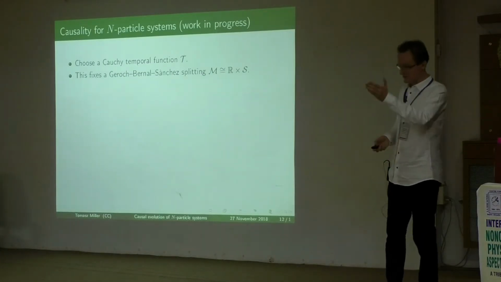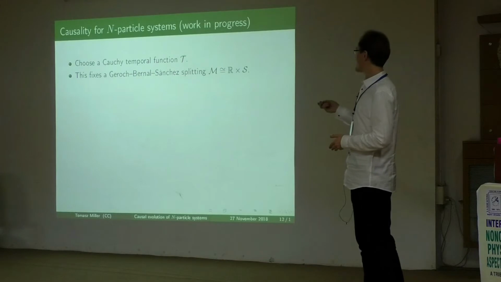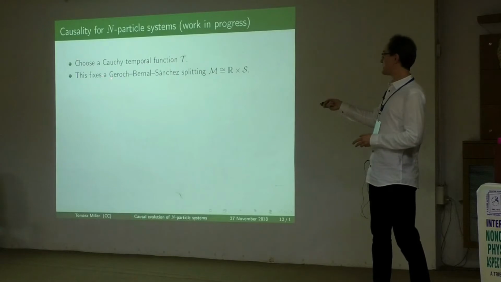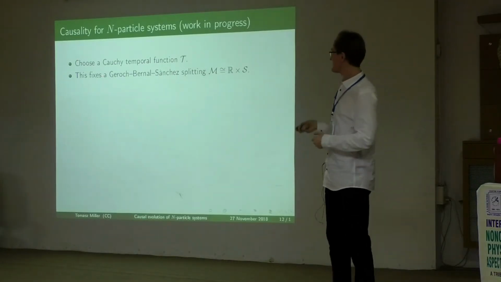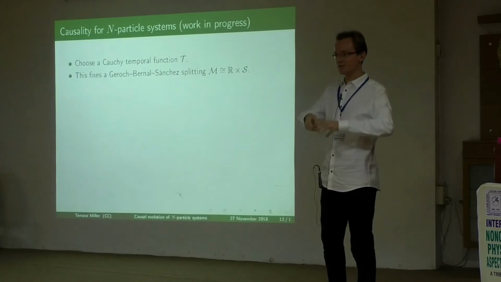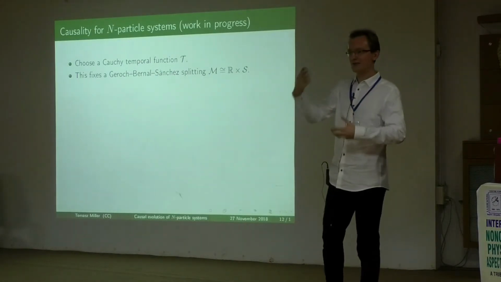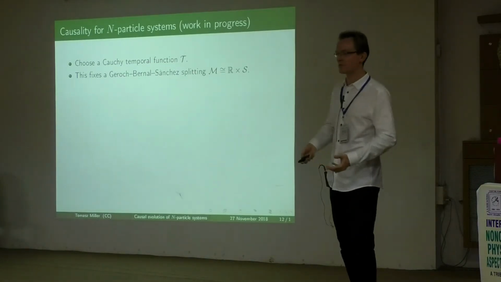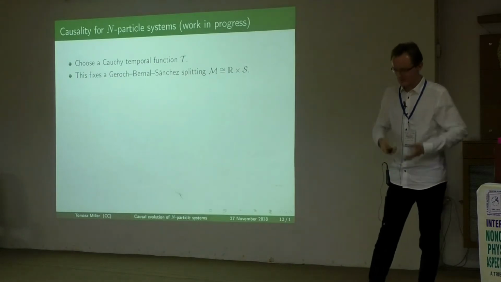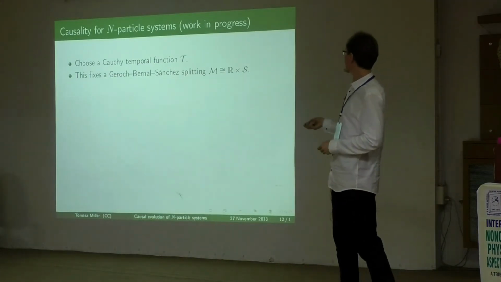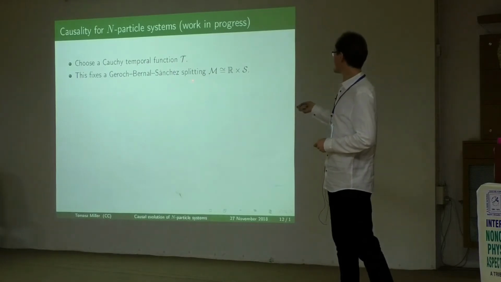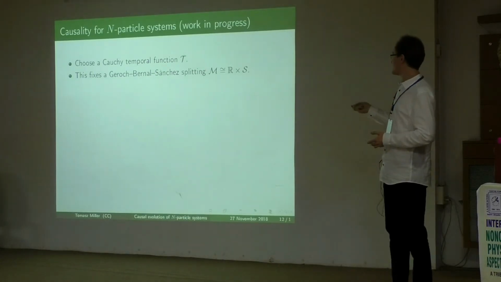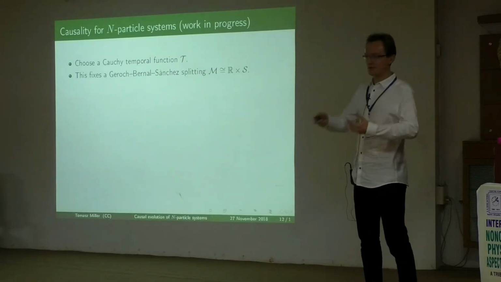Then, as already Luca Tomasini mentioned, if we fix a Cauchy temporal function, this already fixes a Geroch splitting. By a Geroch splitting here, I mean this smooth splitting, right? You also mentioned this strengthening of Geroch's result by Bernal and Sánchez, who proved that this topological splitting of Geroch can be made differential geometric, can be made smooth. So if we fix a Cauchy temporal function, we can represent our spacetime in this product form with the metric splitting.